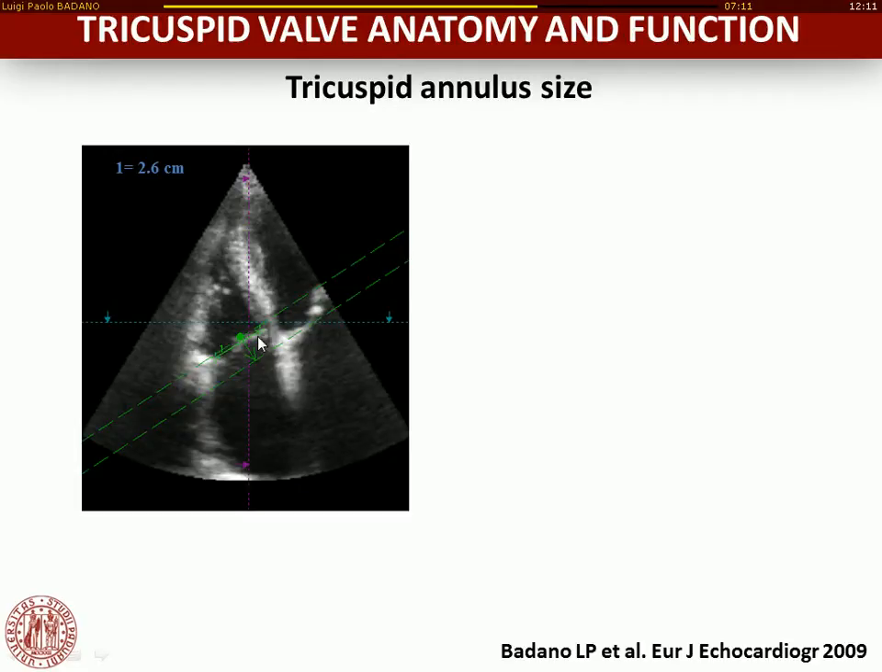And what we usually do with the 2D is to provide this diameter of the tricuspid annulus in a focused right ventricular 2D view. But then the cardiac surgeons do not believe us. And in doubt, they open the right atrium, put 4 fingers in the tricuspid annulus. If the 4 fingers pass, they fix the annulus. If the 4 fingers don't pass, they don't fix.